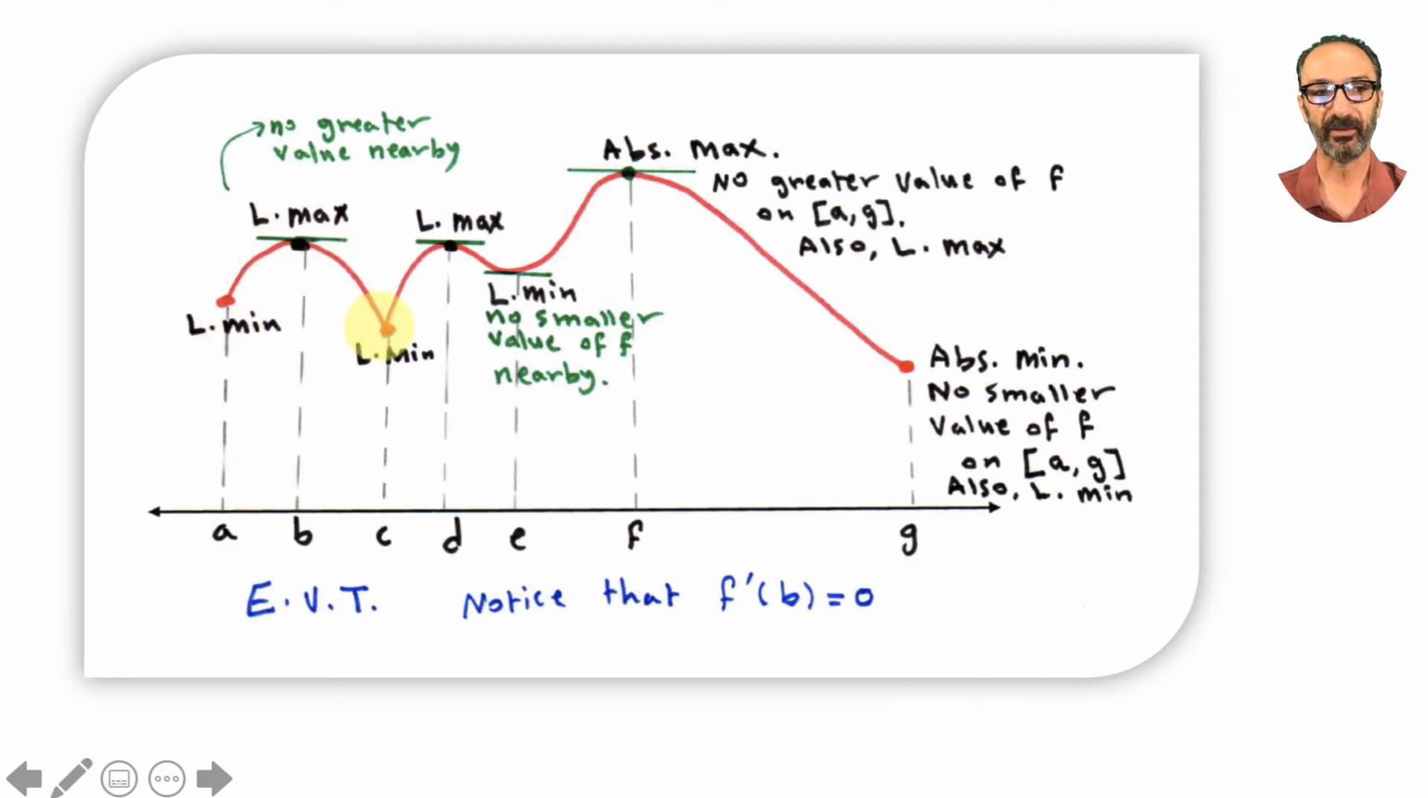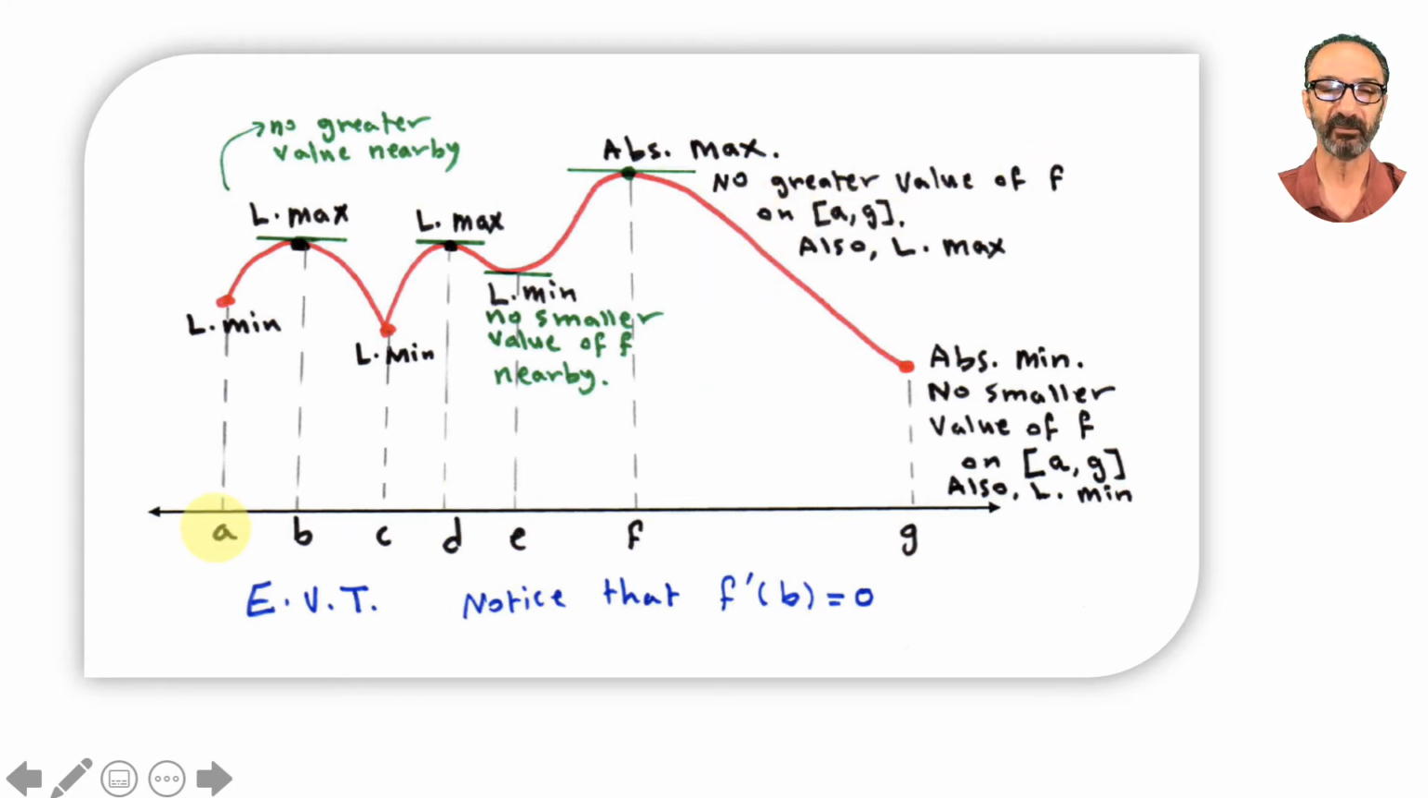This graph goes up, down, up, down, up, down. Closed, closed. This is an edge, a corner point. Smooth, smooth, smooth. Here we have a horizontal tangent. We could see that this is a local max. This is a local max. This is a local max, but it has a better name. We call it the absolute max. It's not just a local max, it's an absolute max. Above this level, there is nothing. All right? No greater value of f on a to g.